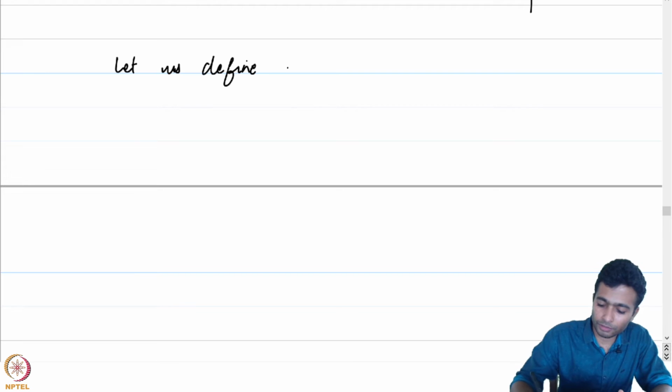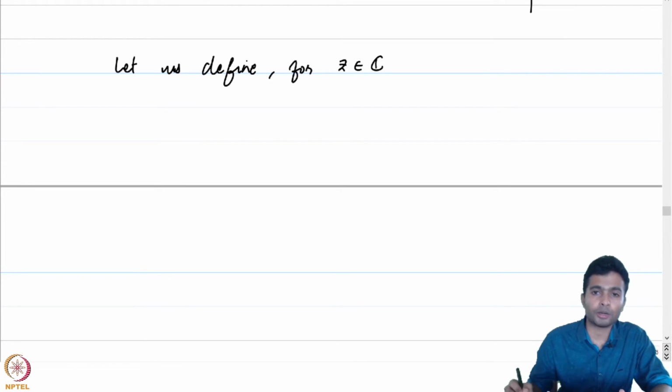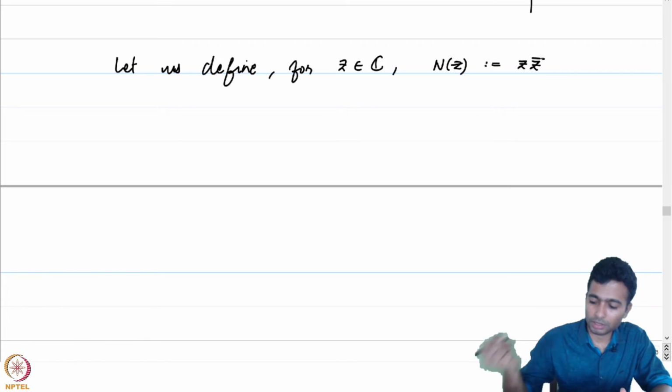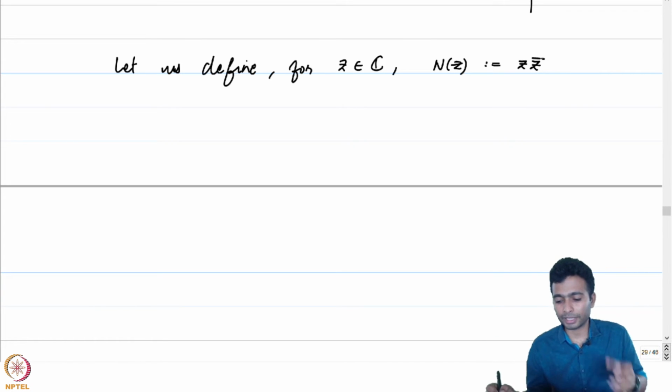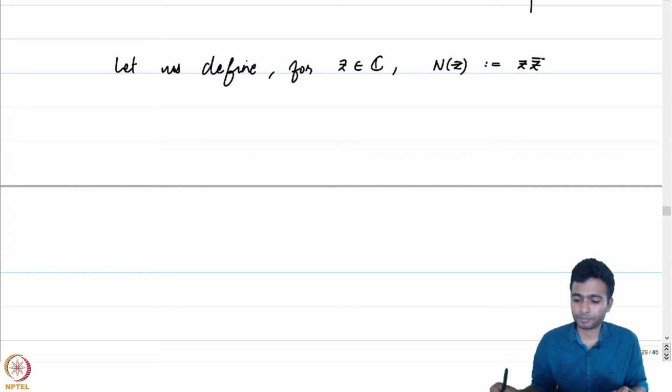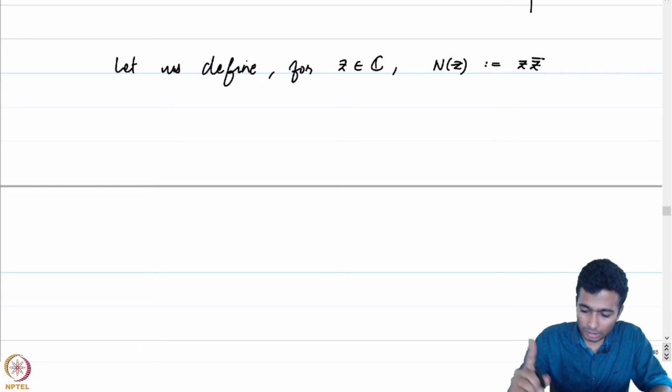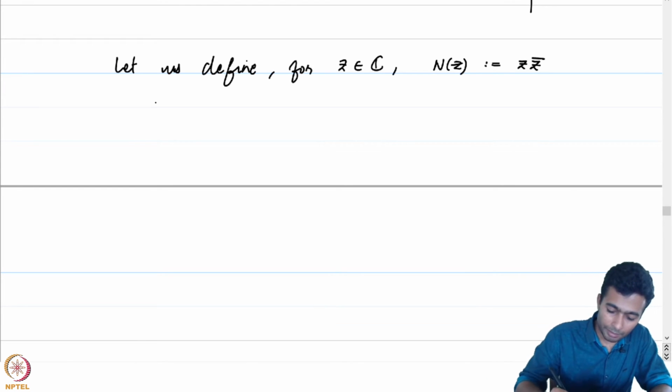So let's define a function for z in C. Let's take any complex number, n of z be defined to be z times z bar. So it takes a complex number z, it gives you another complex number z times z bar. So this is a function from C to C. But there are a few observations immediately which we can make. What is n of z bar?